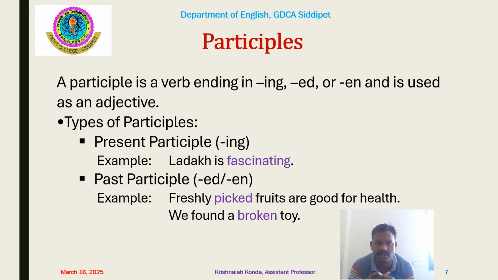Participles describe nouns and work like adjectives. Present participles end in ing form, while past participles often end in ed or en. For example, Ladakh is fascinating. Here, fascinating is present participle. And freshly picked fruits are good for health. And we found a broken tie. Here, picked and broken both are past participles.